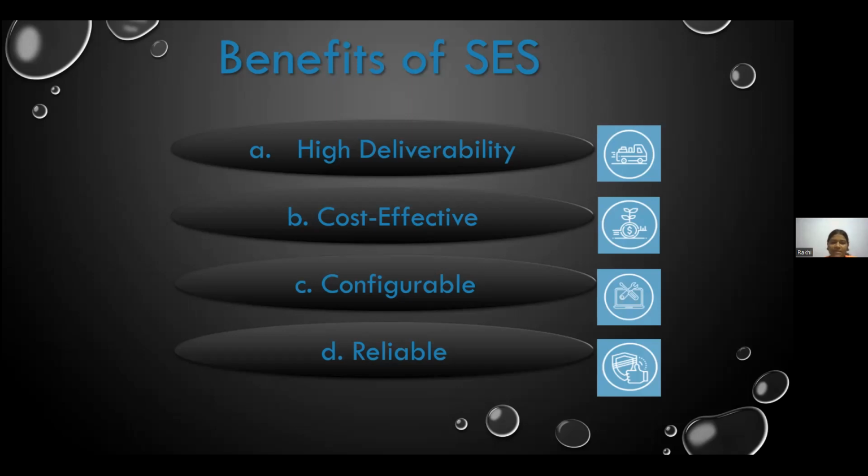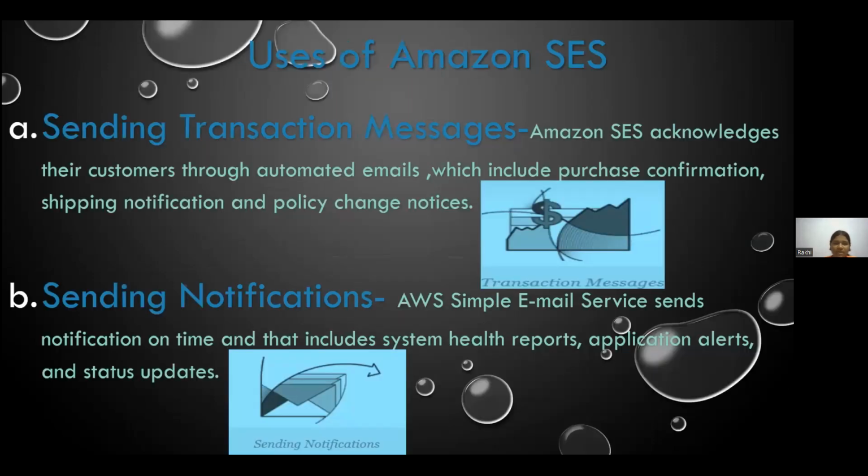Amazon Simple Email Service is a cost-effective email service built on the reliable and scalable infrastructure of Amazon.com, developed for their customers. Next is uses of Amazon Simple Email Service. First is sending transactional messages.